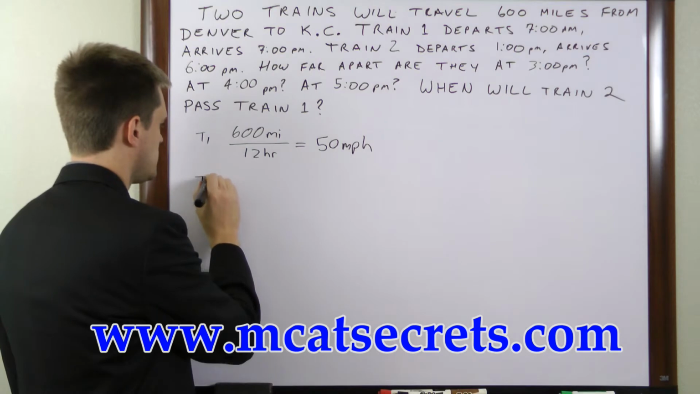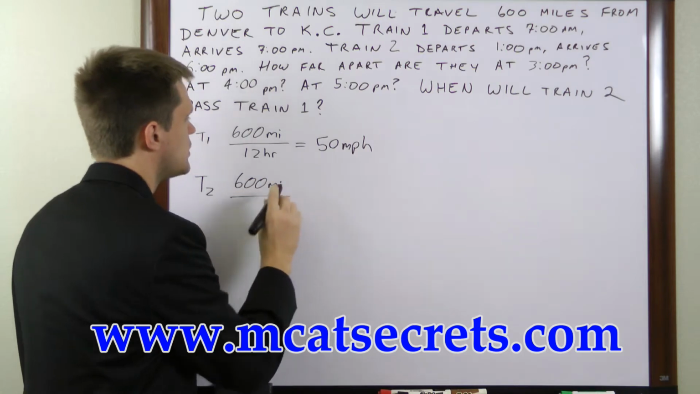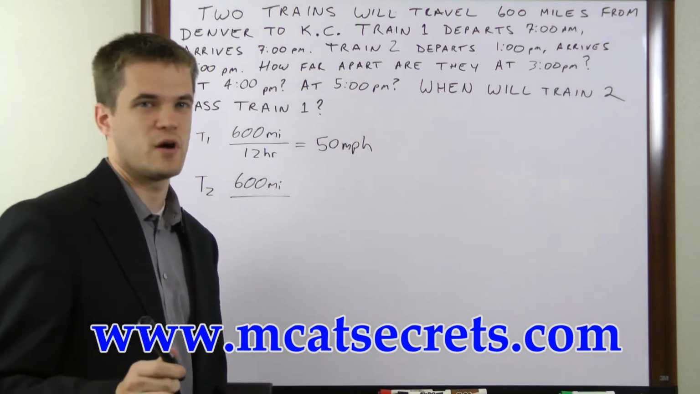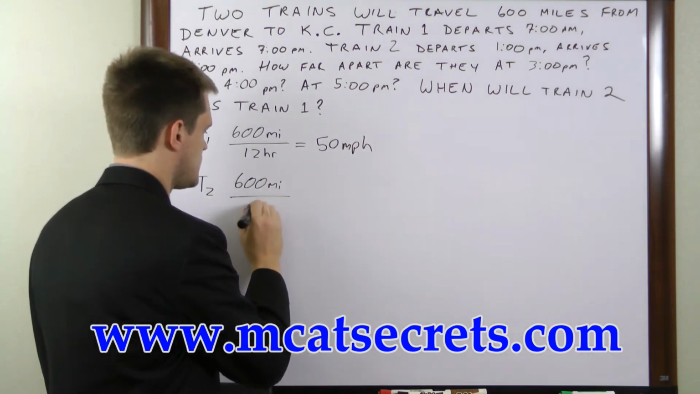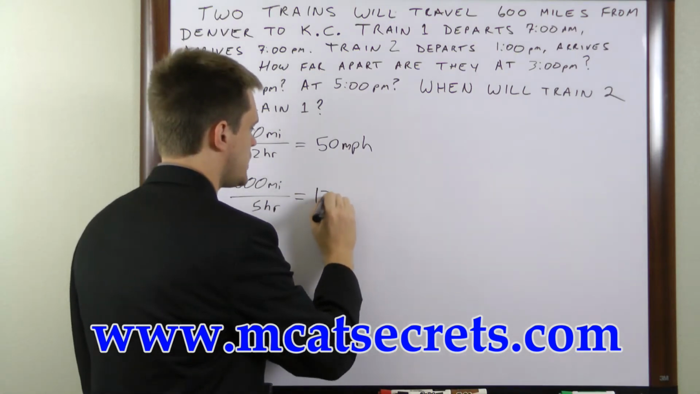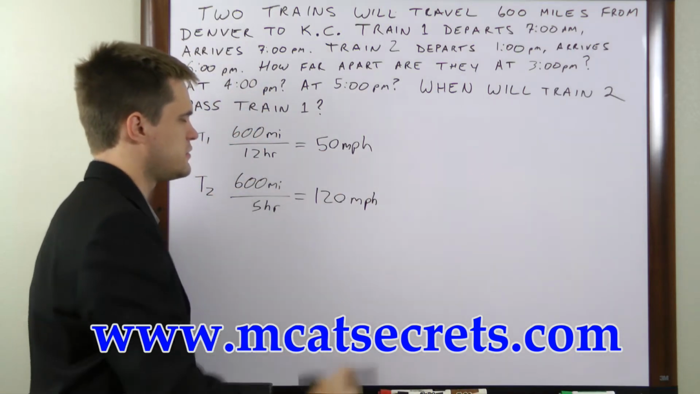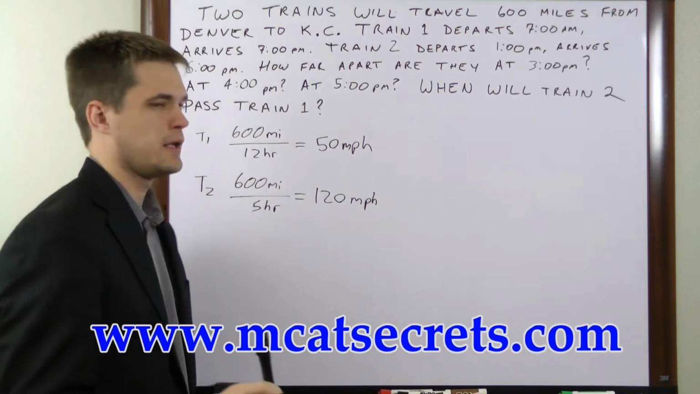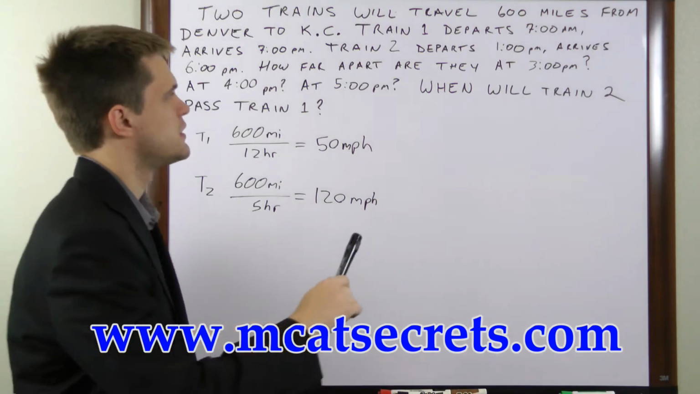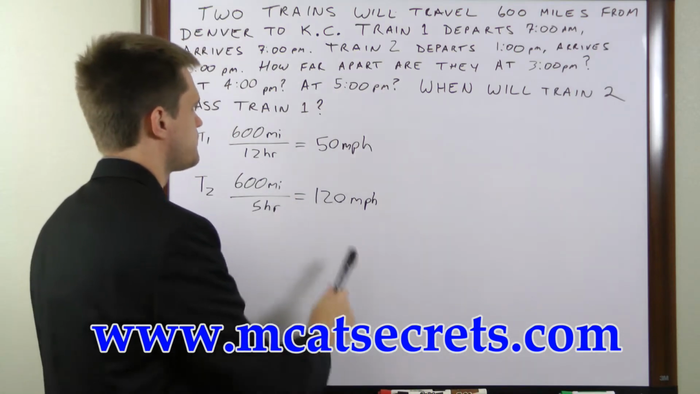Train 2, meanwhile, travels those same 600 miles, but it does it in 6 p.m. minus 1 p.m., which is 5 hours, so it travels that same distance in 5 hours. So its speed is going to be 120 miles per hour. So these are the 2 speeds of the 2 trains. Now to calculate how far apart they are at different times, we're going to calculate how long they've each been traveling and multiply that by their speeds.